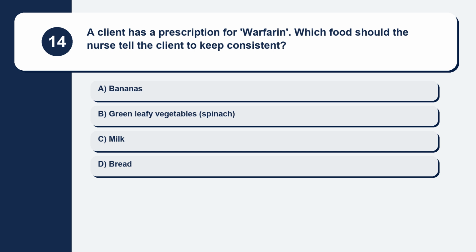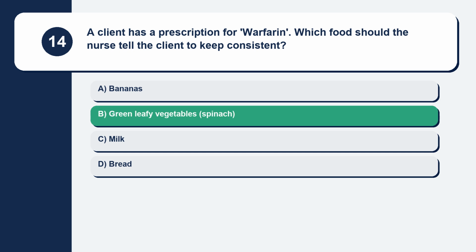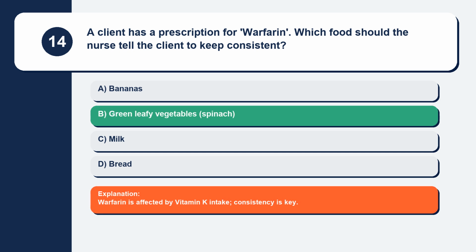Question 14. A client has a prescription for warfarin. Which food should the nurse tell the client to keep consistent? Bananas, green leafy vegetables, spinach, milk, bread. Warfarin is affected by vitamin K intake; consistency is key.